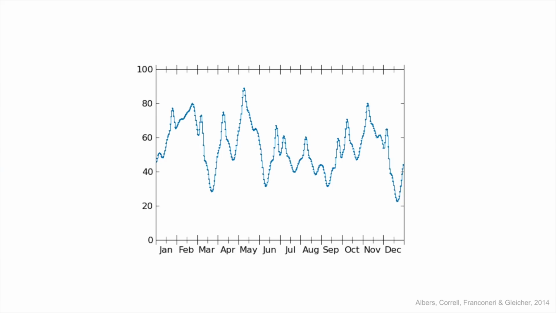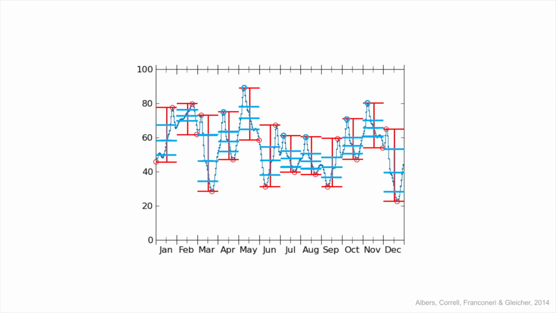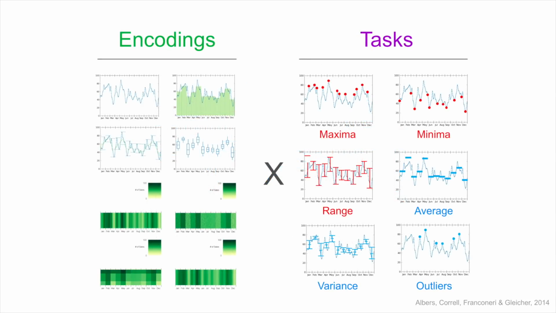Well, one option is to show all of your relevant statistics. Here we can see the range, variance, mean, and outliers of this data set. As you can see, this isn't really working, right? There's just too much here. So to derive more grounded guidance into what we might be able to do to support different kinds of analysis tasks, we constructed an experiment where we looked at 6 different statistical tasks, and we asked people to complete these tasks with 8 different time series visualizations.